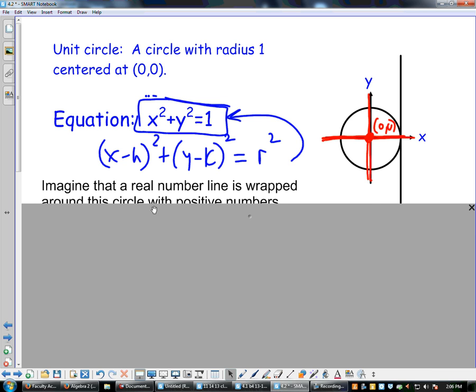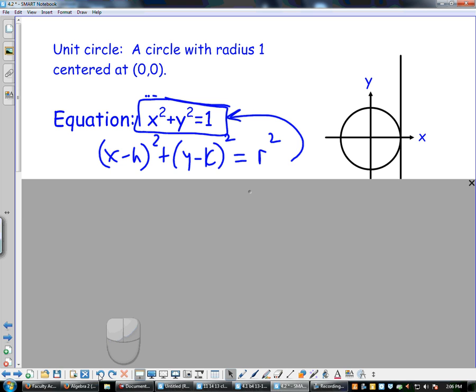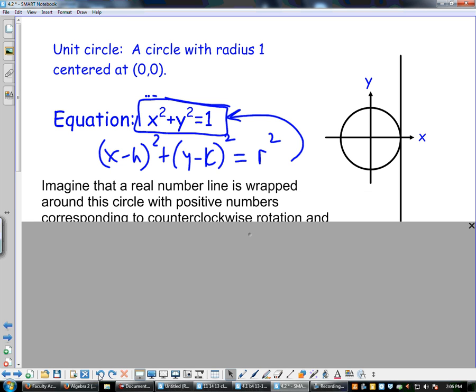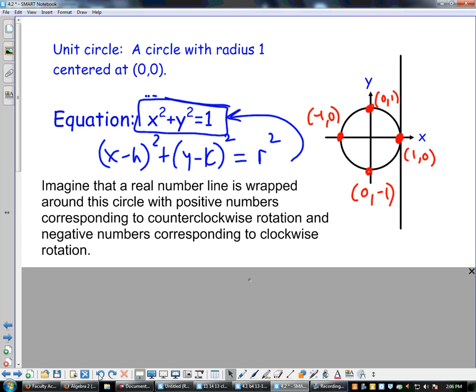With that in mind, ignoring this line for just a moment, what would be these ordered pairs that I'm putting up here? What's this ordered pair going to be right here? 1, 0. What would this ordered pair be? 0, 1. What about this one? Negative 1, 0. What about this one? 0, negative 1.